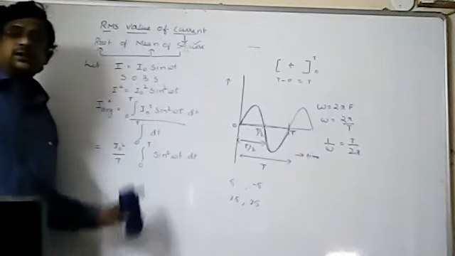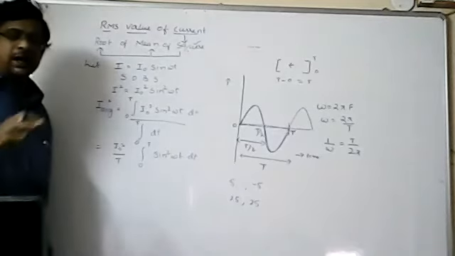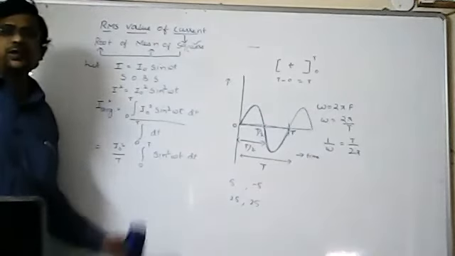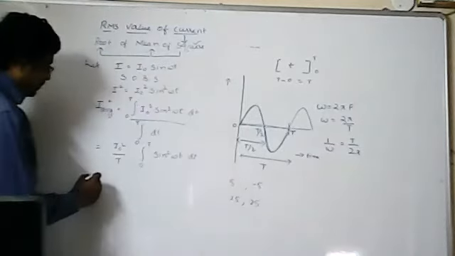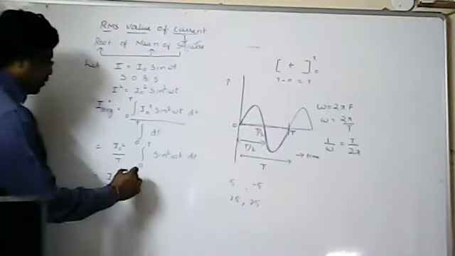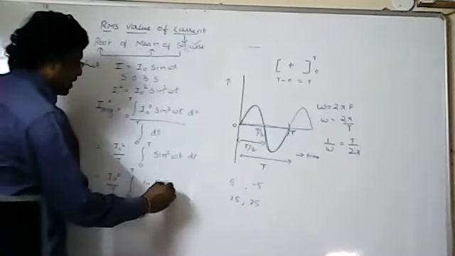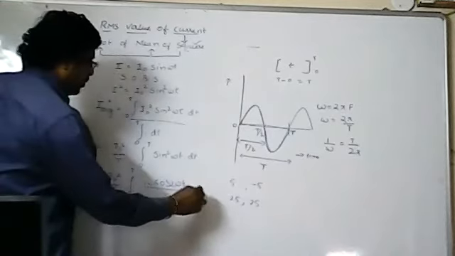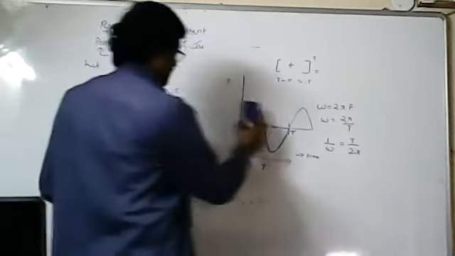Now you need to integrate this factor. But sine square theta you cannot directly integrate. You can, but it takes longer steps. So first you need to convert it into some trigonometric function. So I will convert I naught square by T, 0 to T, sine square omega t, and write it as 1 minus cos 2 omega t divided by 2 into dt. This is a trigonometric function; I'll write it here.